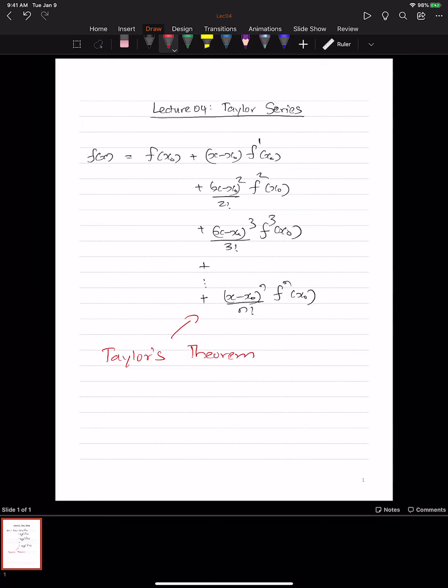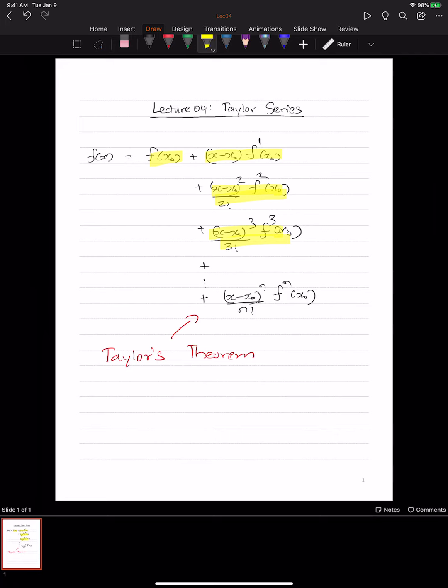Now this is an approximation of a function. For example, the first approximation is f(x0), just one value. The second approximation is the first two terms. That will be the third approximation if you add this one, then the fourth approximation, and if you have n terms, that will be the (n plus 1)th approximation, considering you have n terms plus f(x0).